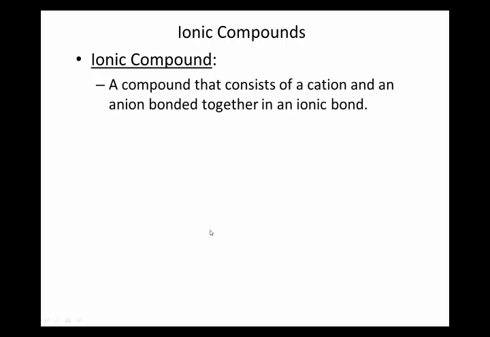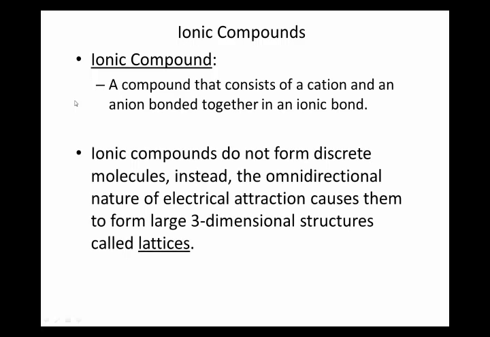So the components of an ionic compound, some people will say metal, non-metal, but I think it's better and more general to think of it as cation, anion. And remember, cation means positively charged ion, anion means negatively charged ion. Ionic compounds don't form molecules. Remember I said there are certain compounds that don't form molecules. Ionic compounds is what I was referring to.